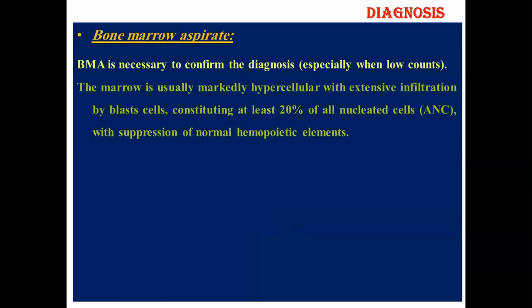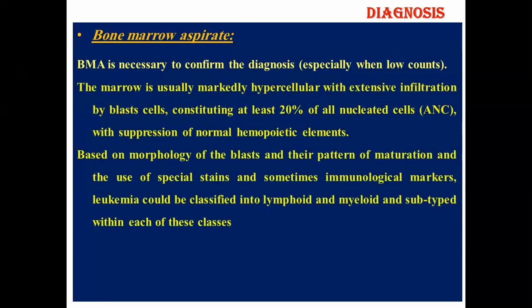Second, we mentioned that we have to depend on the CBC and blood film, then the bone marrow aspirate. The bone marrow aspirate is necessary to confirm our diagnosis, especially when we have a low count.